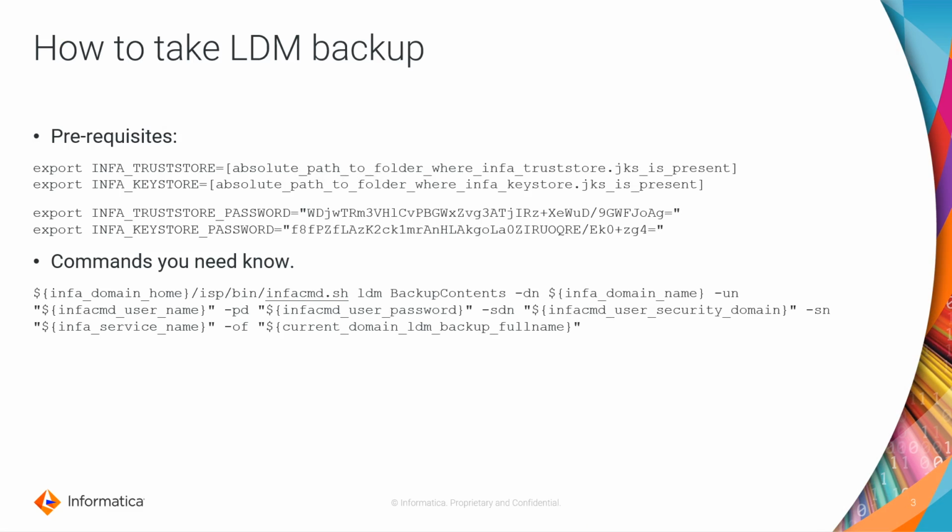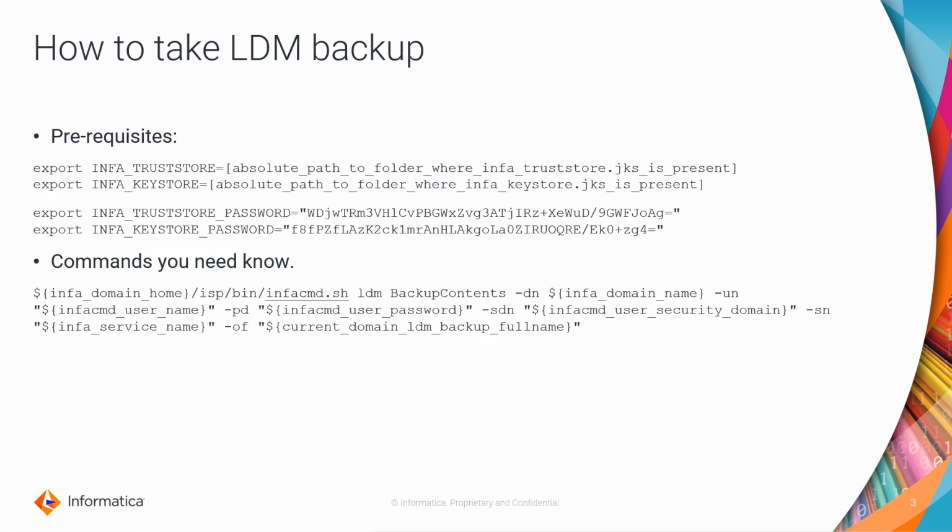Before we take an LDM backup, we need to first understand whether our application is a TLS enabled application or not. If it is, then we need to perform a few prerequisites, which is nothing but exporting the infra-trusto, infra-keystore, infra-trusto password and infra-keystore password. These environment variables consist of the absolute path to the folder where the infra-trusto.jks file is present. For infra-keystore, it is the absolute path to the folder where the infra-keystore.jks file is present. And the passwords should be encrypted. This can be done with the utility pmpass.